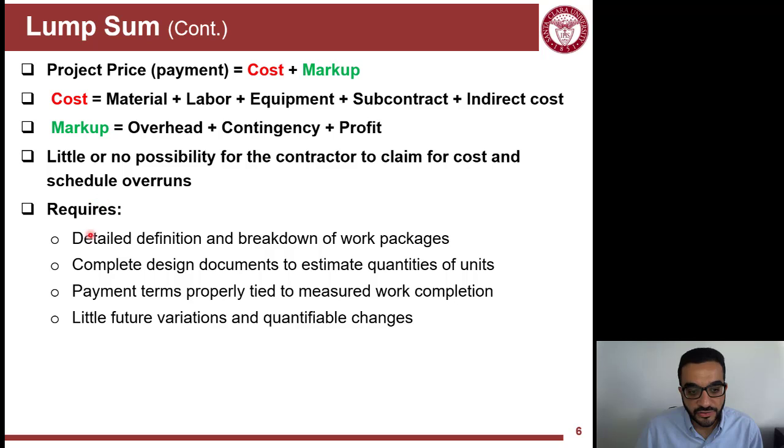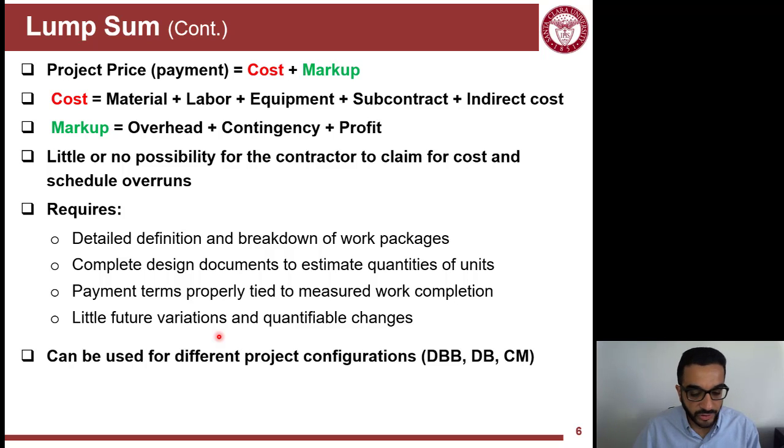So this is why it needs detailed definition and breakdown of work scope. You have to really know what's being built here, because you're going to commit as a contractor to a fixed price. And this means that you need to have a complete set of drawings and specifications, and also how this lump sum is broken down into little payments that need to be defined, and also to avoid any conflicts, you need to have little variations and changes in the quantities. So you need to have really accurate information as much as you can.